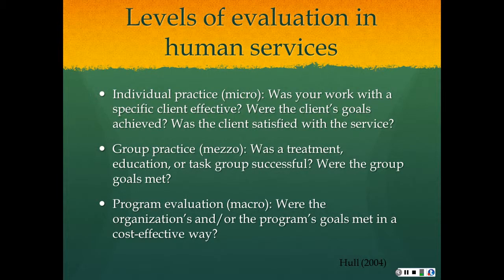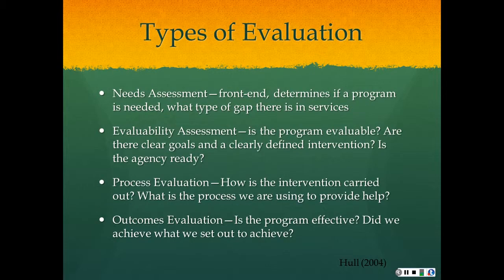And within these levels of evaluation, there's also different types of evaluation. There's the evaluation that happens before we start a program, and that's called a needs assessment, where we're determining if a program is needed and what type of a program is needed, what kind of gap is there in services. Then there's what's called an evaluability assessment, where we're looking at a program to see if it's even able to be evaluated. Are there clear goals for the program? Is there a clearly defined intervention? And is the agency ready in terms of all the resources that are needed to conduct an evaluation?